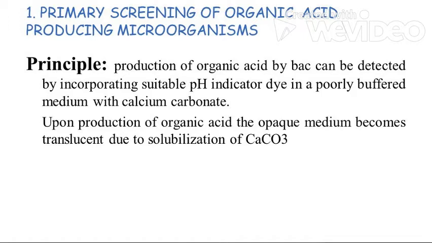Right? So as you are going to incorporate calcium carbonate into the medium, the Petri plate before inoculation will be chalky white. When you inoculate the organism and if they are able to produce enough organic acid, you will be able to see the translucent zone due to the solubilization of calcium carbonate. That carbonate will be converted into carbonic acid, right? And the pH indicator dye is actually optional. Sometimes people incorporate it, sometimes not.